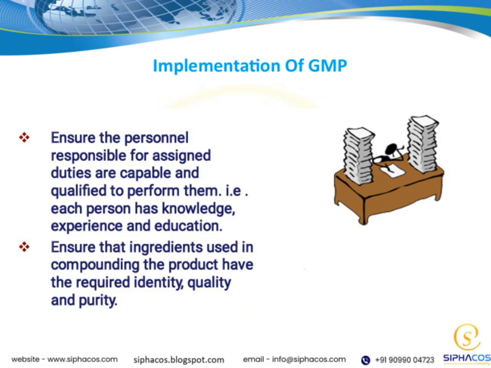This means designing facilities that meet hygienic standards, training staff properly, and maintaining strict documentation at each stage. It's about creating a culture of quality and safety throughout the production process. Most importantly, GMP implementation isn't just a one-time setup. It requires ongoing monitoring, regular audits, and continuous improvement.